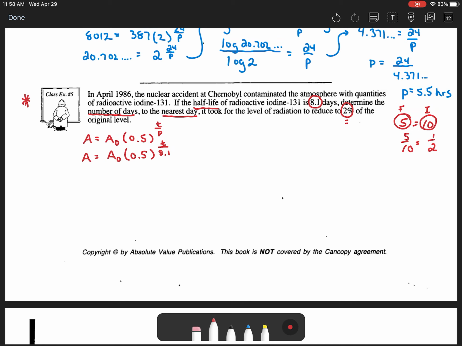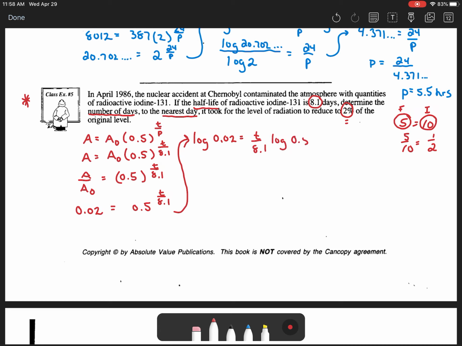Remember, in solving this equation, the first thing I would do is go A, and I would be dividing it by the initial amount. So A divided by the initial amount would equal 0.5, and then to the exponent of T over 8.1. Now, I don't know what the final amount and initial amount are, but I know that when I divide them, I get 2%. 2% as a decimal is 0.02. So 0.02 equals 0.5 to the exponent of T over 8.1. And now from here, we keep going with our process. I take the common logarithm of both sides, and bring the exponent down in front of the logarithm on the right-hand side of the equation, like so.